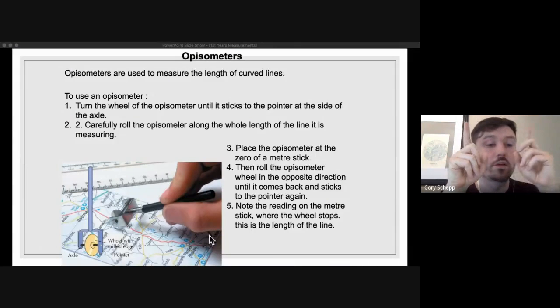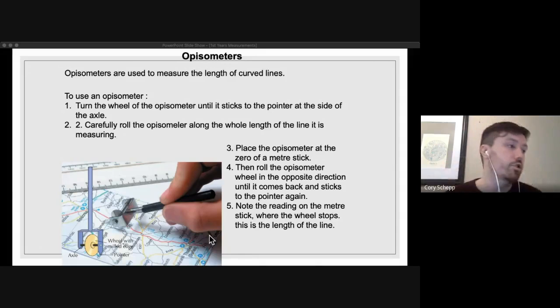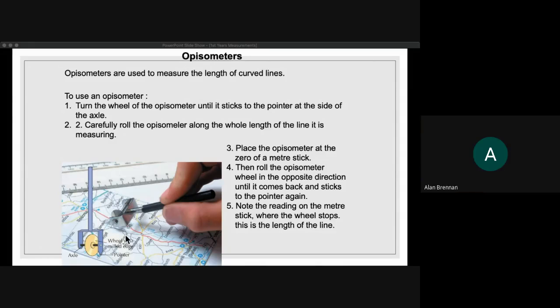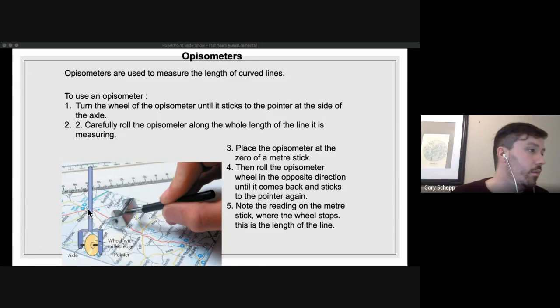So if you're trying to measure the difference on this map here between Roscrea and Thurles, maybe it's from here to here on the map, it's 4 centimeters. Then at the bottom, it'll tell you that 4 centimeters means 30 kilometers in real life. Something like that. Okay?